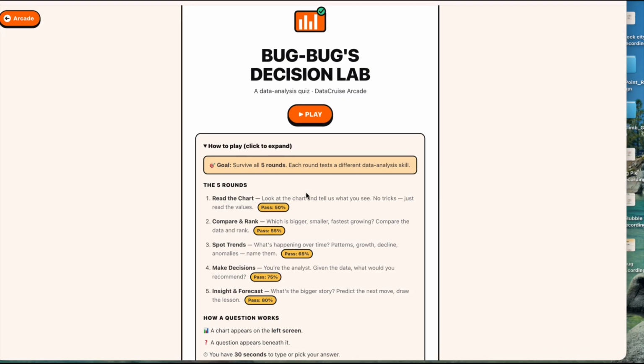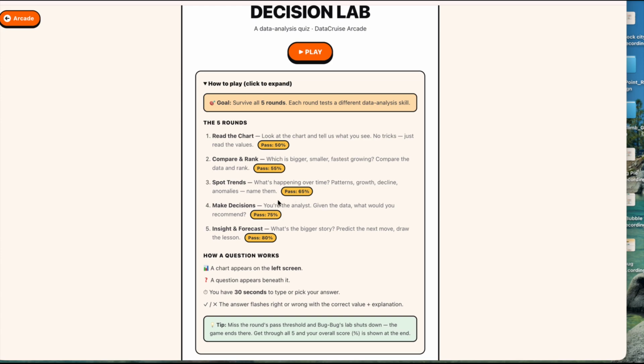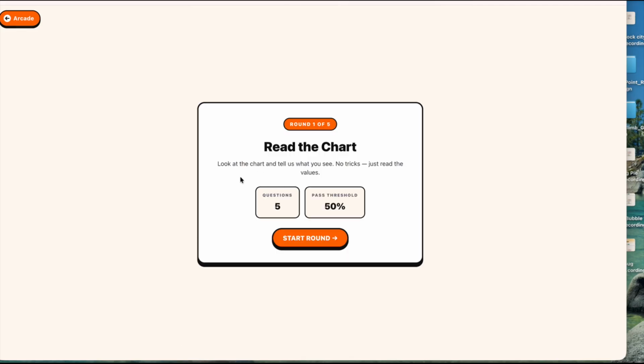Decision Lab has 5 rounds, each presenting a different type of data challenge. Round 1 is called Read the Chart. You'll see a real-world chart, a bar chart, pie chart, or line graph, and answer a specific question about the data. Sometimes you type a number, sometimes you choose from options.